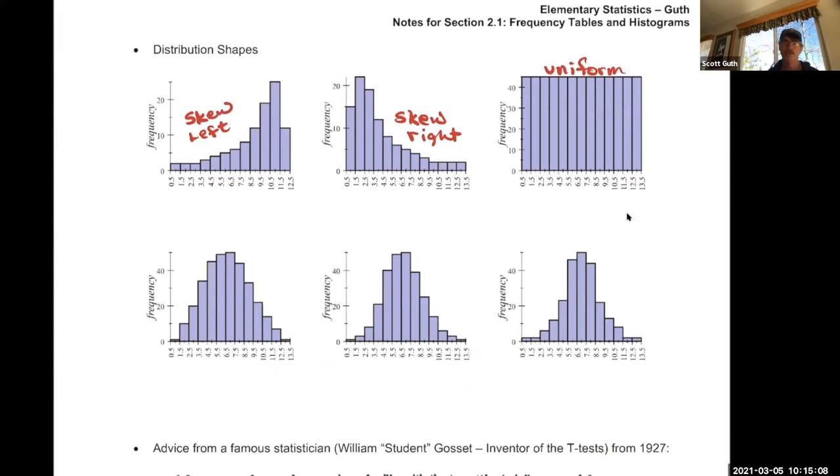Okay, any questions? So skew left, skew right, uniform. All of the bottom ones are bell-shaped.